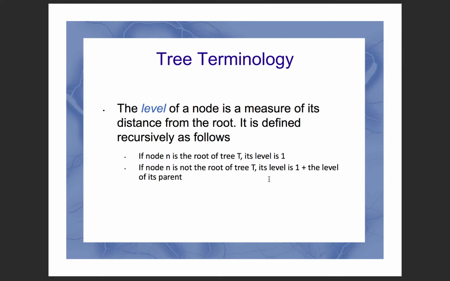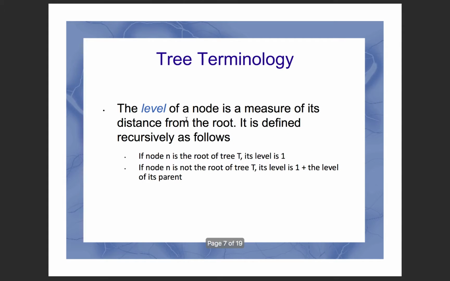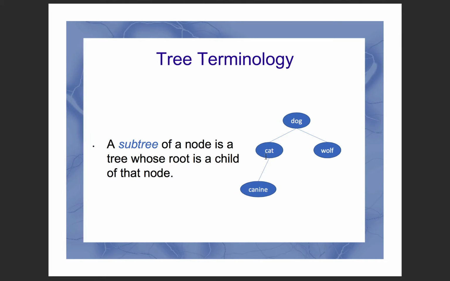So what is the level of a node? Let us understand from this example. These are the nodes. How do you find the level of these nodes? What is the level of this node, and this node, and this node? We need to find the level of each node. The definition says that the level of a node is a measure of its distance from the root. So the level of this node is its distance from the root node to this node. This is how to calculate the level.